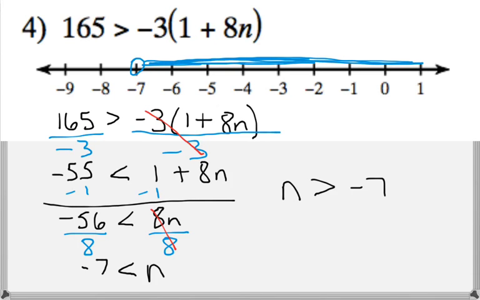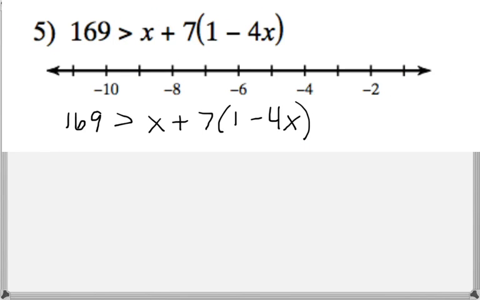Use up the entire number line that is provided for you. And don't forget to draw your arrow. So now we've solved example number 4. Let's look at another one.